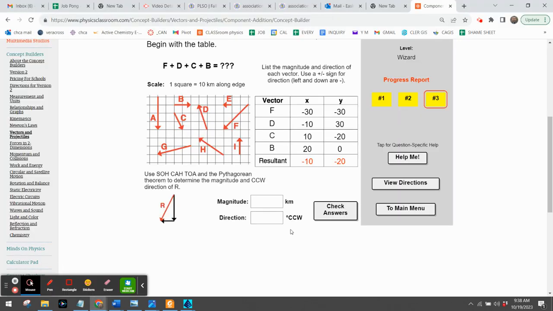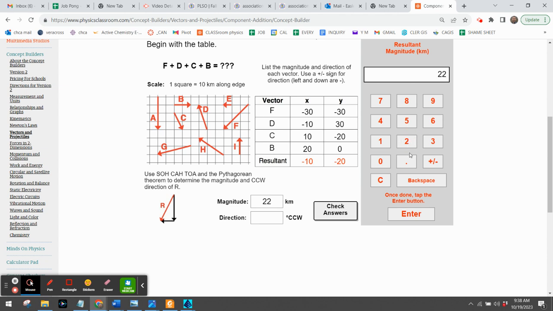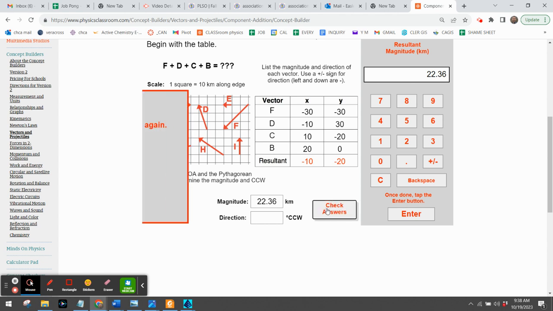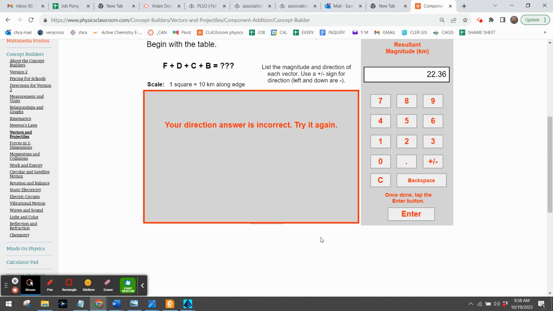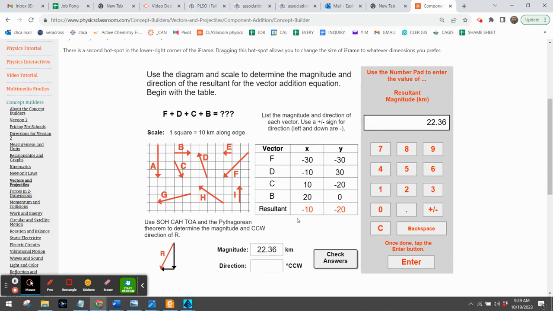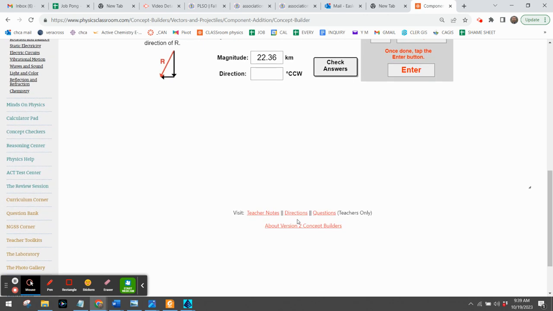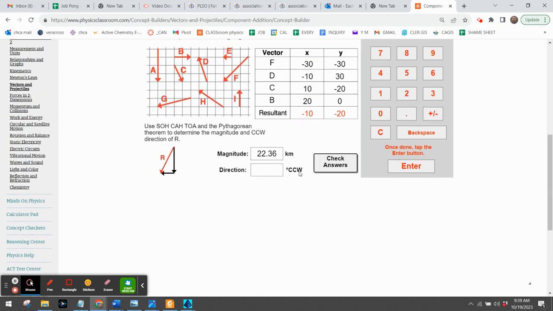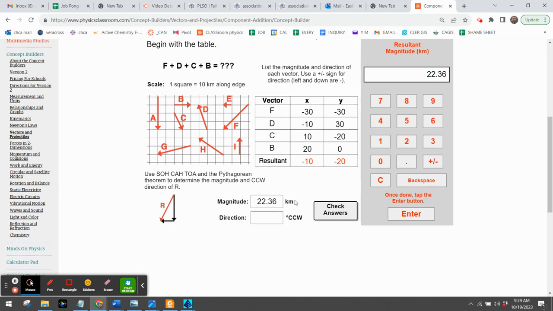So we can go back over here to our Classroom, and we can try 22.36. This would be my number, and we can check it. It's going to come back and say that the angle is for sure wrong, but we can at least check this. Your direction answer is incorrect, but this is correct, 22.36 kilometers. So the direction, one thing to note here is this CCW. This is off of assuming 0 is on the x-axis in the positive direction. I'll show you that in a second. 22.36, 10, and 20.